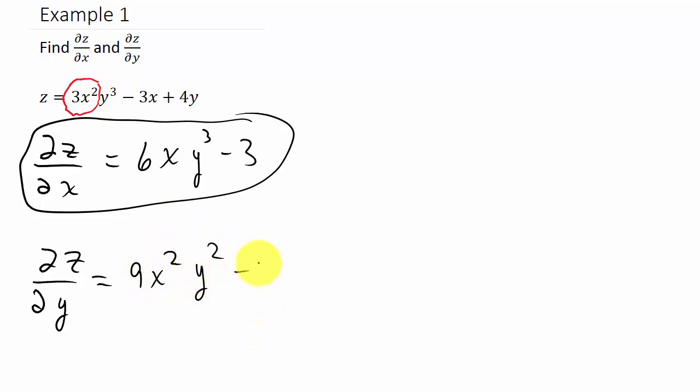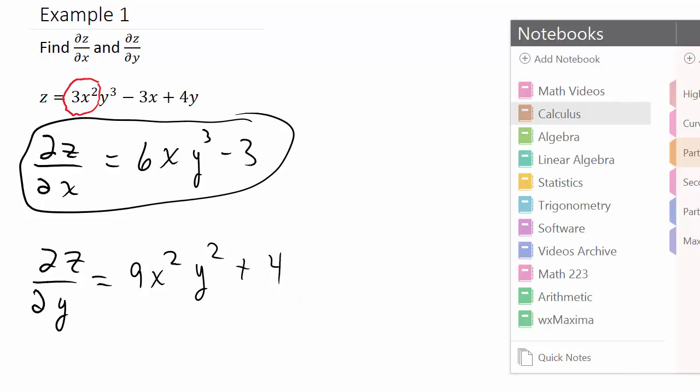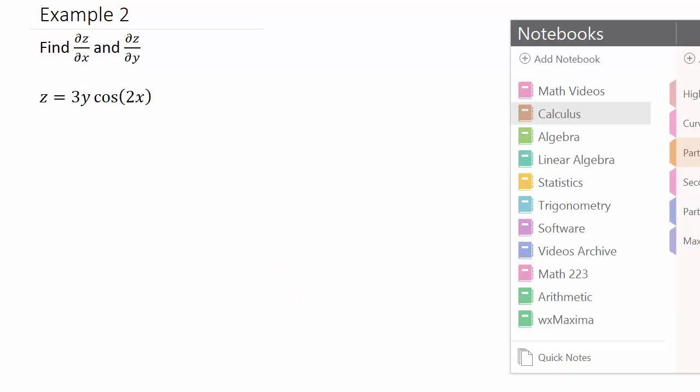Minus, well, what's the derivative of 3x? 3x is a constant, so the derivative is 0. Now let's take the derivative of this last term. What's the derivative of 4y? That's just 4. Let's try getting another example in here.